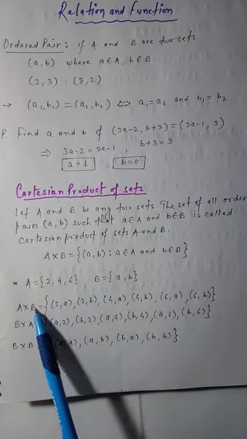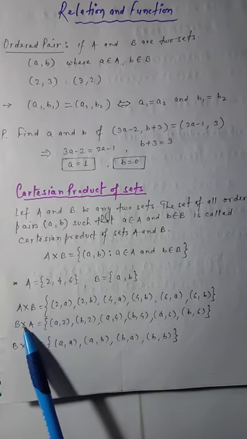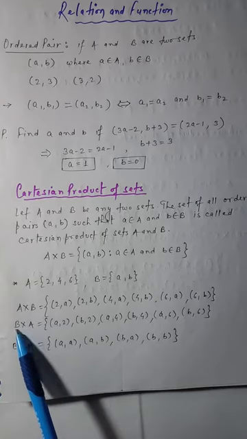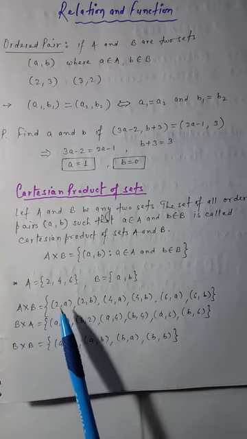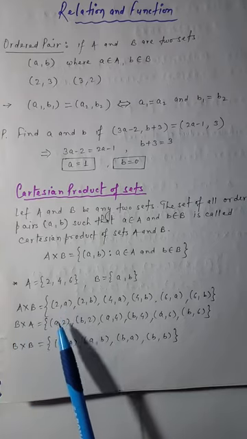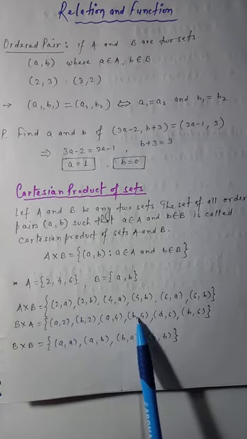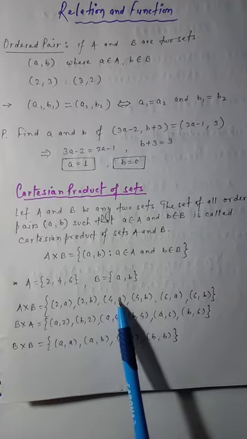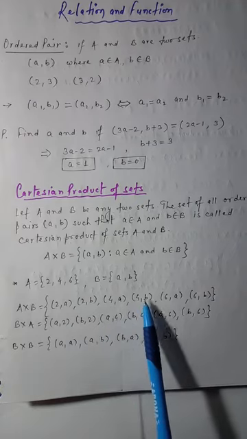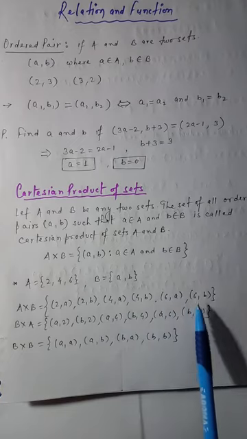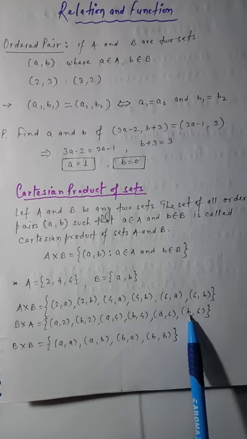But this B cross A is different from A cross B. So if you know A cross B, it's easy to write B cross A. You just change the sequence. So this 2 comma a must be a comma 2. This will become b comma 2, 4 comma a will become a comma 4, 4 comma b will be b comma 4. Similarly, it will be a comma 6, and finally it will be b comma 6.